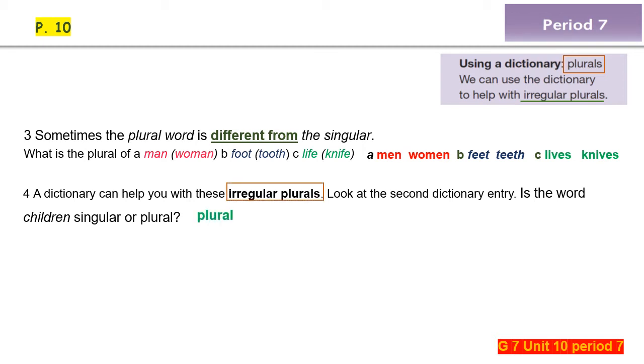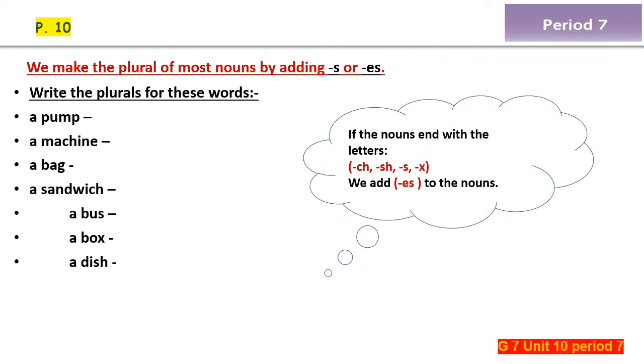It is a plural. Children is the plural of child. We make the plural of most nouns by adding s or es. Write the plural for these words. Before starting, let's read this note.